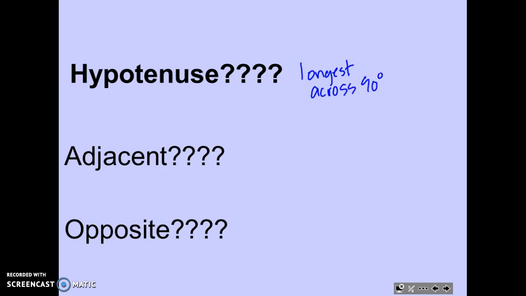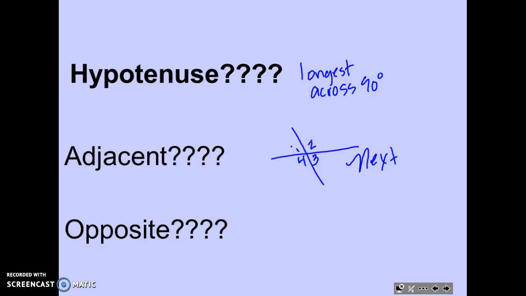What does the word adjacent mean? If I had angles that were adjacent, they're what? Next to each other. Very good. Angle 1 and angle 2 are adjacent. They're next to each other.